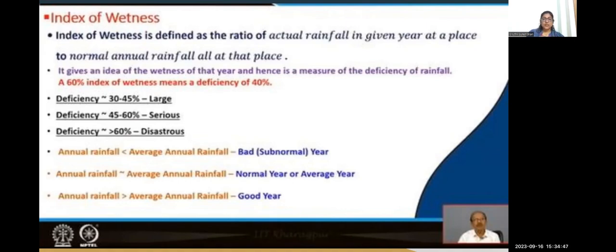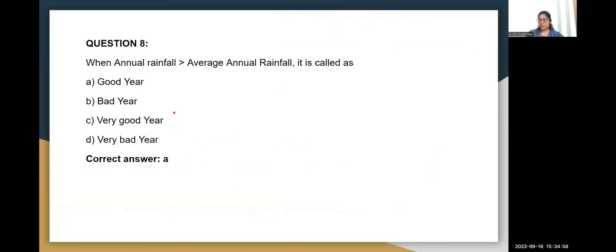So this is what annual rainfall, average annual rainfall, and index of wetness are. It is based on this that we say it's a bad year, a normal year, or a good year. So the answer for this question would be, if the annual rainfall is greater than the average annual rainfall, then it is called a good year. It's good year, normal year, or bad year. There's nothing like very good year or very bad year. So it's option A, good year.